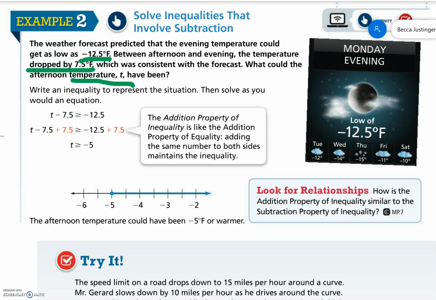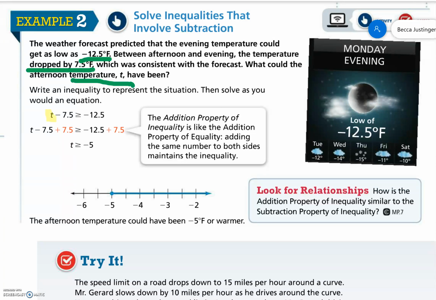So we don't know what the temperature was, but we know it could be as low as negative 12.5. Could it get lower than negative 12.5? No. Could it be higher than negative 12.5? Yes. So we take our original temperature T, but we know it dropped by 7.5, so that's why we're going to subtract 7.5. And we know that temperature has to either be greater than or equal to negative 12.5.